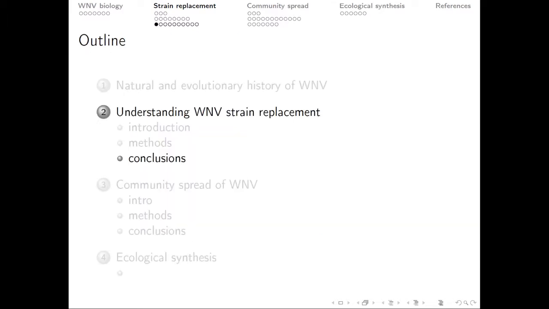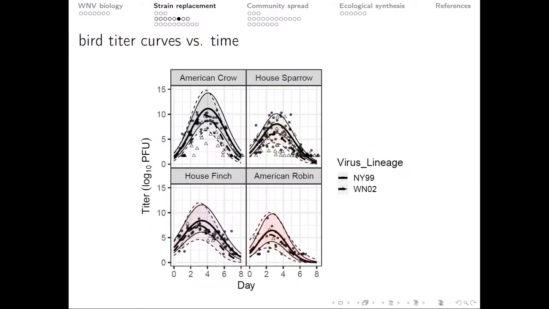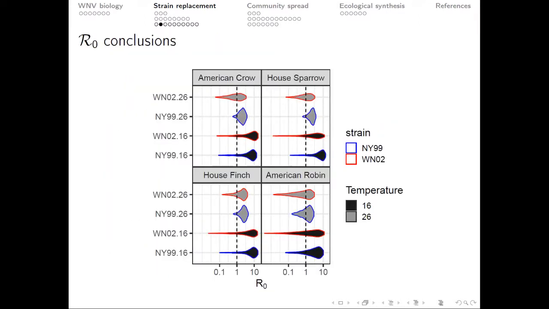Now we have all the information we need to go all the way around the life cycle. If we go back to this, except for this ecological stuff that I'm not going to talk about right now, we have all of these different pieces: the bird survival, the mosquito survival, the transmission, and so forth. And we're doing this in a Bayesian framework, so we can take all the uncertainty and put it into a distribution of an estimated R0.